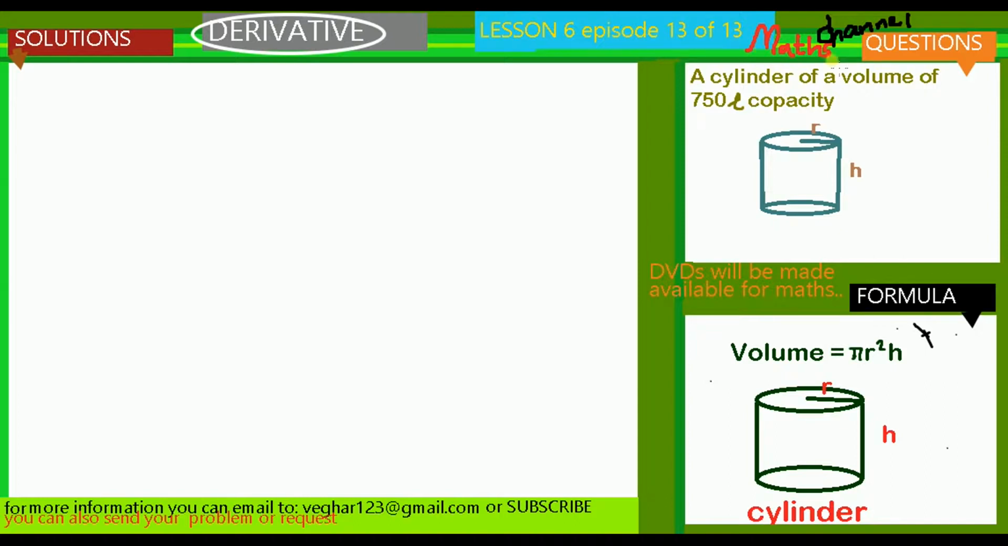This is lesson 6, episode 13 of 13. This is the last lesson on lesson 6. So we're going to start with this equation. So the cylinder of a volume of 750 liter capacity. So we are required to do some questions underneath this one. So we are given this as a problem.